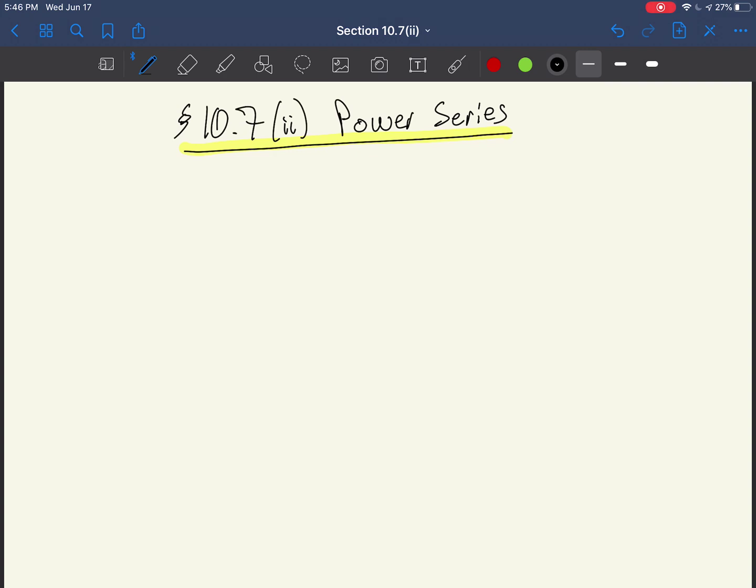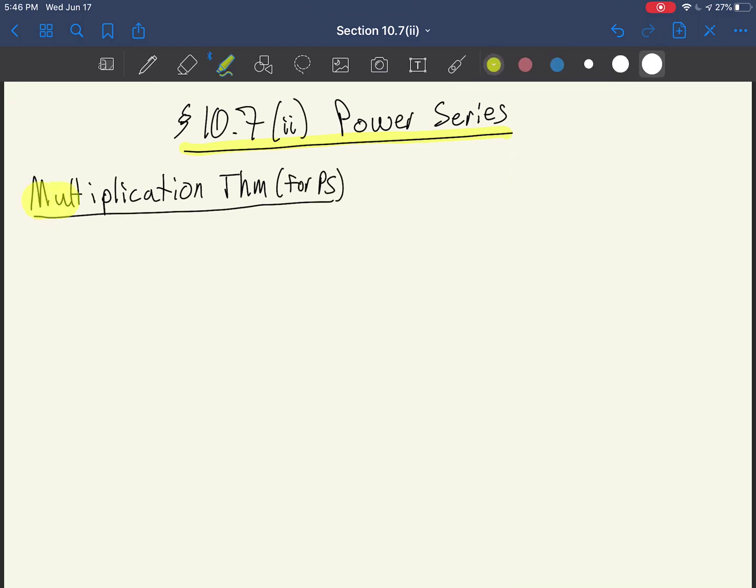So now we're going to list some theorems and do some examples of how you can combine power series and how you can manipulate them, what operations are valid on them, and how you go about doing these operations. So the first theorem that we're going to talk about is the multiplication theorem. And I'll put in parentheses, this is for power series, because there's probably more than one multiplication theorem out there.